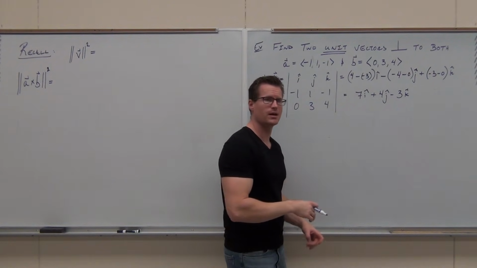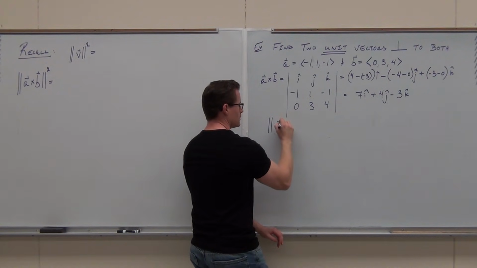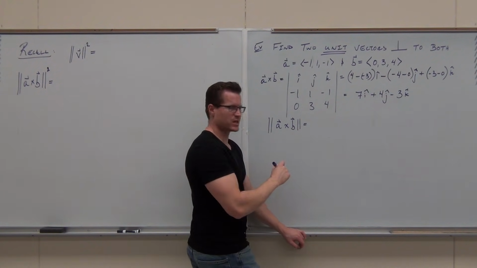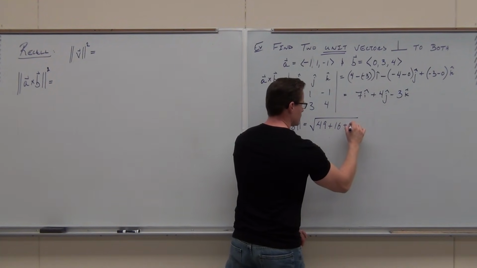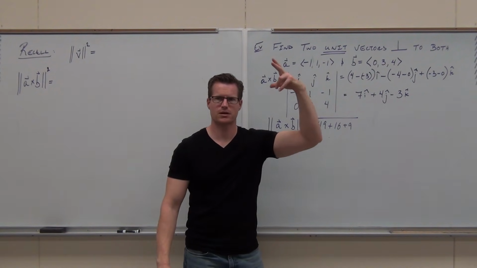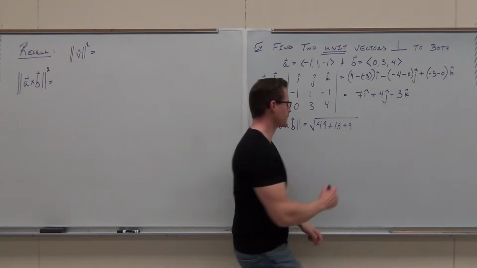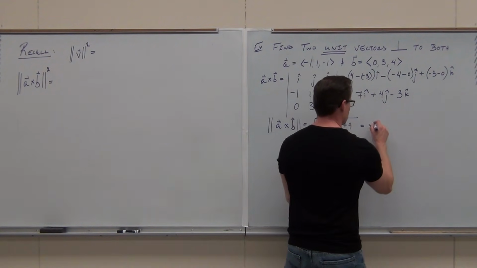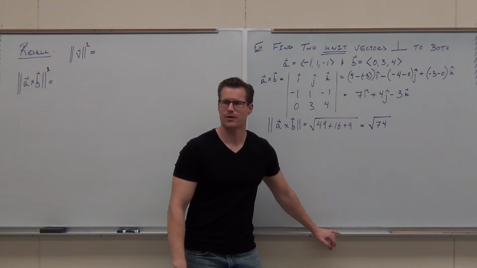So if you haven't done it already, we're going to do it now. The magnitude of A cross B, pretty easy to find. 49, 16, 9. We take the squares, add them, square root them. Never a negative in there, it doesn't even matter. Sure. Double check, 74? Perfect. What do we do with that?